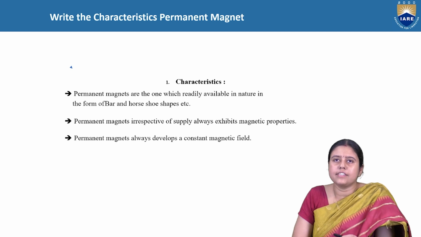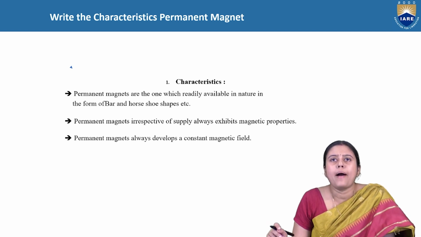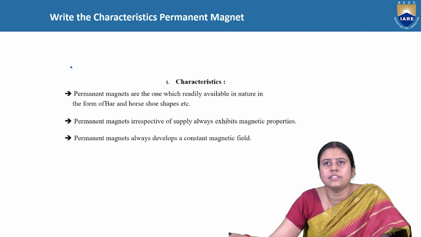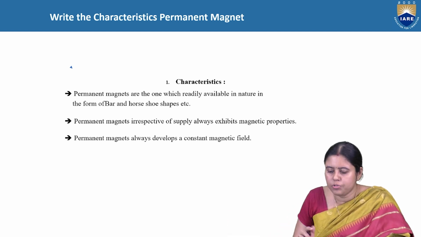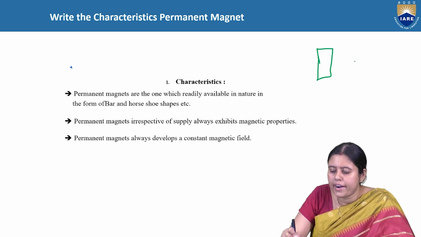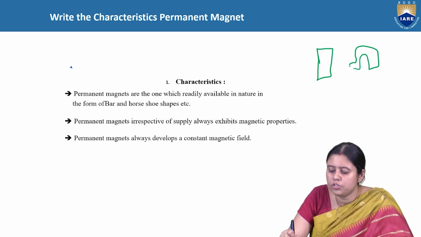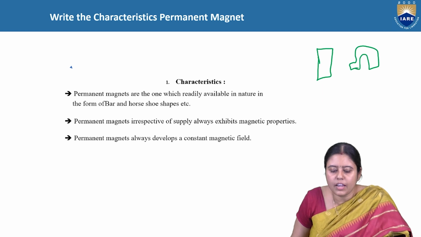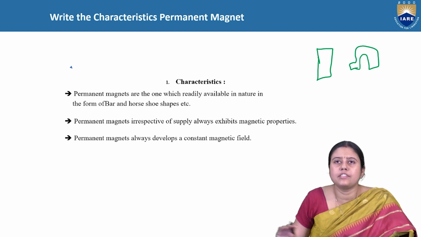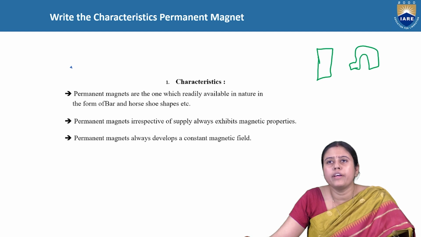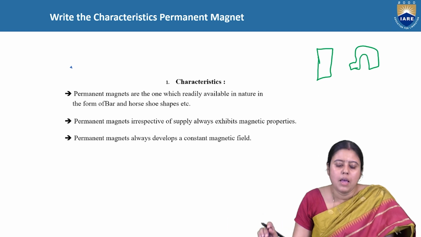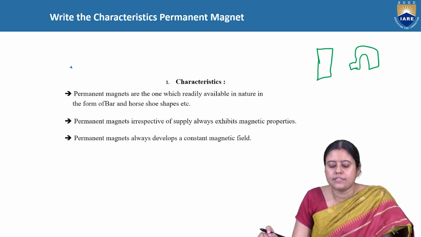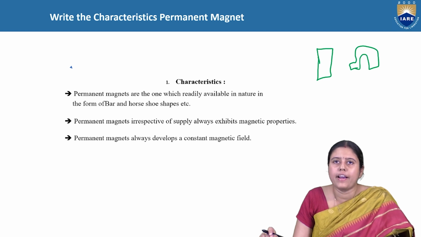Write the characteristics of the permanent magnet. Permanent magnets are ones which are readily available in nature in the form of bar and horseshoe shapes. Either it is in the bar type or in the horseshoe type. Permanent magnet, irrespective of the supply, always exhibits the magnetic properties. It always develops a constant magnetic field.